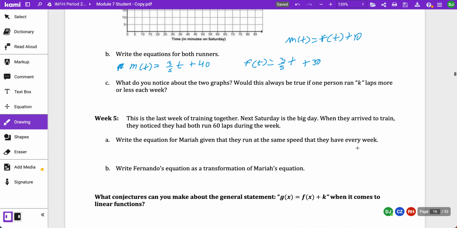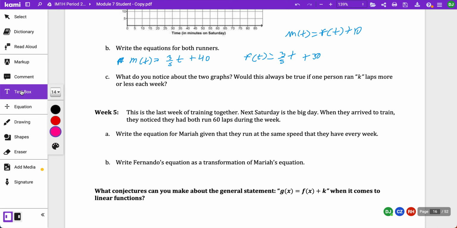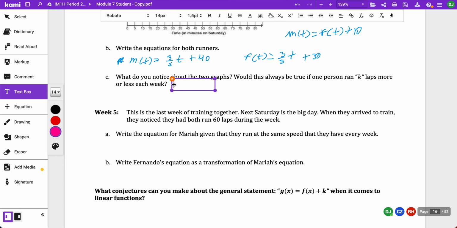Now it asks us, what do you notice about the two graphs? Would this always be true if one person ran k laps more or less each week? So when we look at this, if two people are running together, which they have been here, would the two graphs always look like this, meaning be parallel? And for the most part, I would say yes.